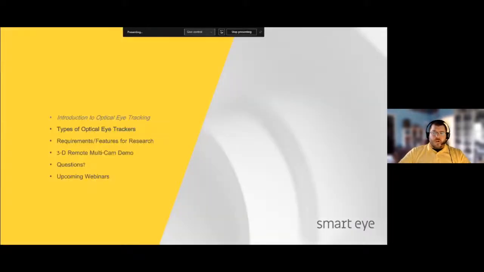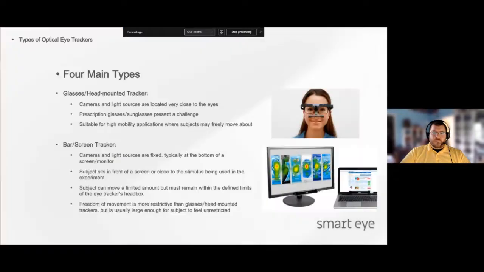So with that short introduction out of the way, let's examine 4 common types of optical eye trackers. So there are 4 main types of optical eye trackers. Note that each type has its own benefits and drawbacks, as well as suitability for various applications.